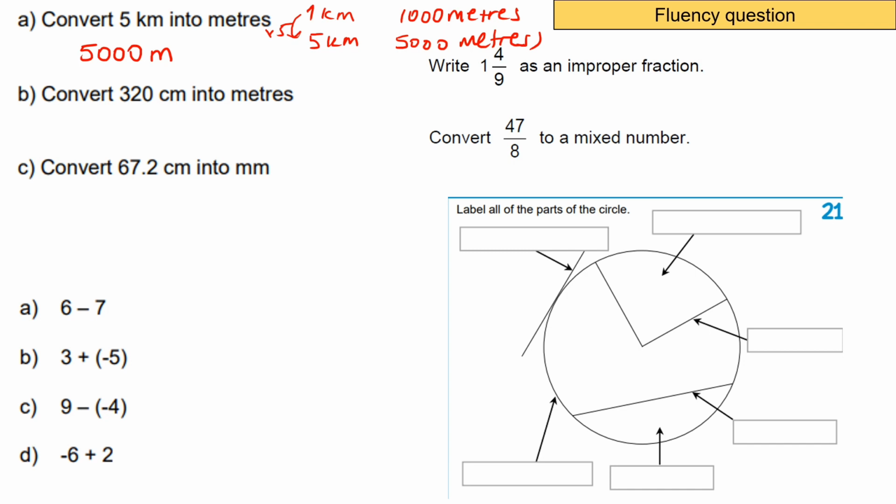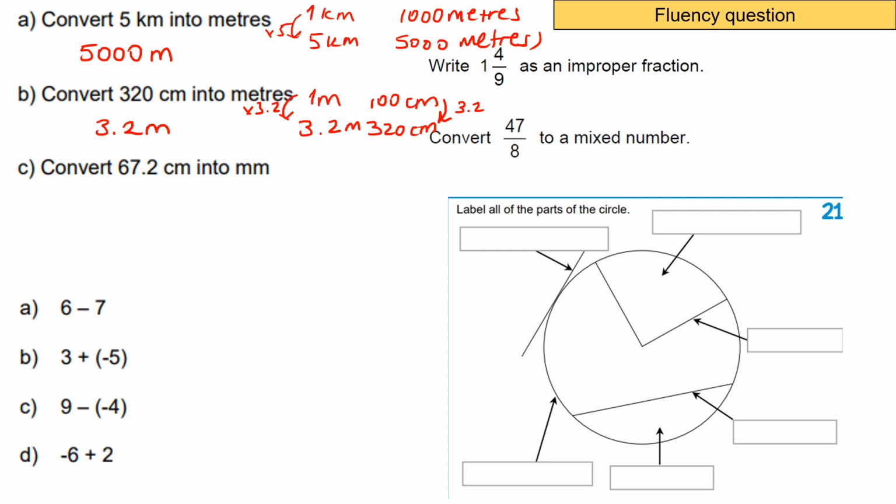For the next question, we are converting from centimeters into meters. In every meter, there are 100 centimeters. So if I've got 320 centimeters, it's going to be 3.2 meters then, because if you divide 320 by 100 to find out the scale between them, that's going to be 3.2. So that's going to give you 3.2 meters.